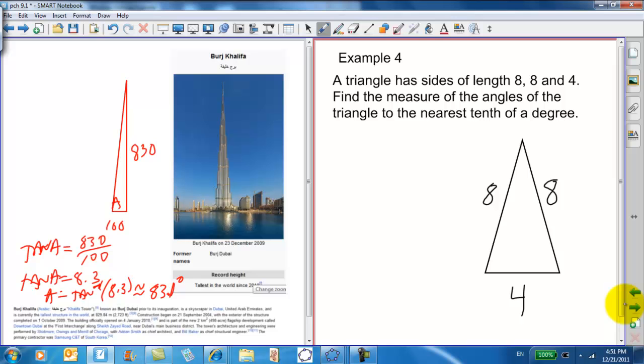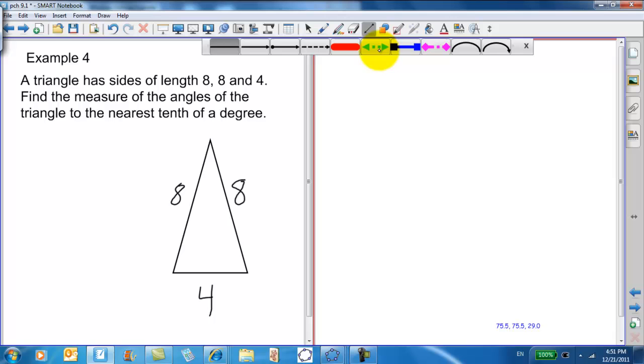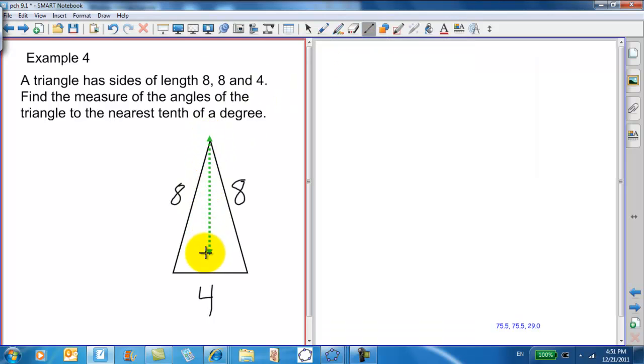Okay, here's example 4. A triangle has sides of lengths 8, 8, and 4. Find the measure of the angles of the triangle to the nearest tenth of a degree. Well, we still are only dealing with right triangles, so we're going to take advantage of this isosceles triangle and drop a perpendicular down like this. Remember how in geometry you learned that if I take the perpendicular bisector of the short side, it'll divide it into two right triangles that are congruent. And so basically we have a right triangle here and a right triangle here, and it'll be the median as well. So this is 2 and 2, like this and this.